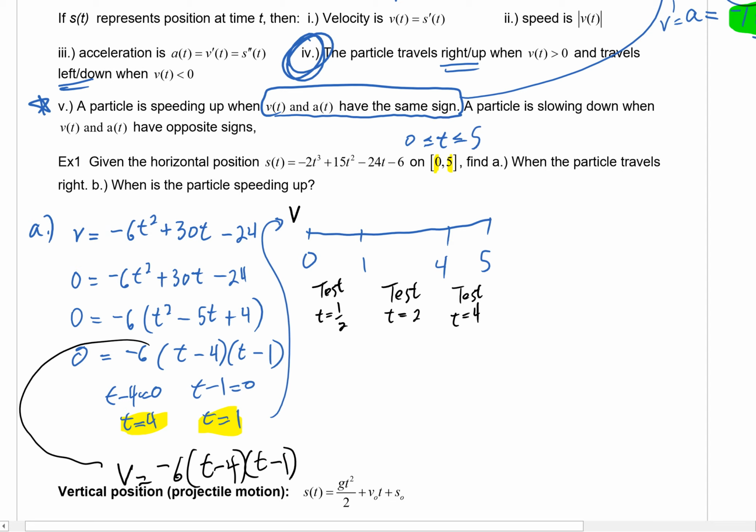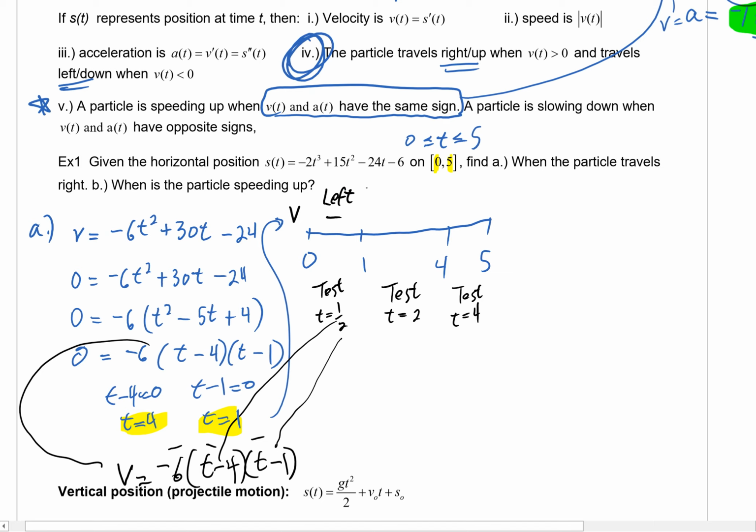So here we go. If I were to plug in a 1/2 in here, it's pretty evident that all three parts of this factoring would be negative. 1/2 minus 4 is something negative. 1/2 minus 1 is something negative, and the negative 6 is out there. A negative times a negative times a negative is a negative. So v is negative there. We're going to be traveling to the left.